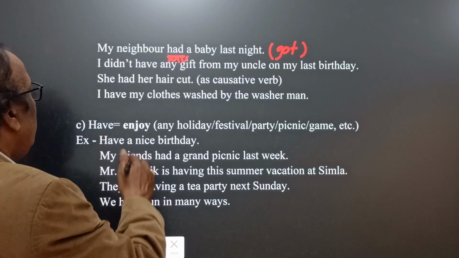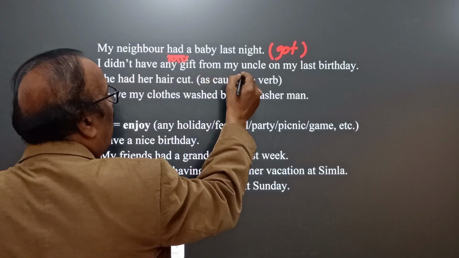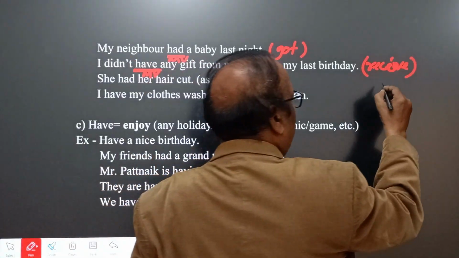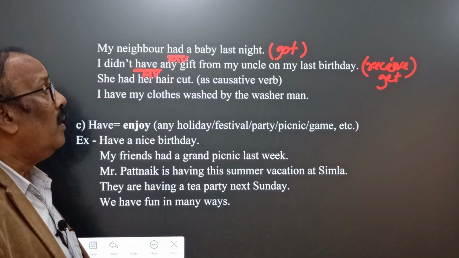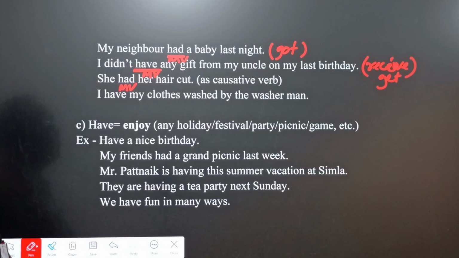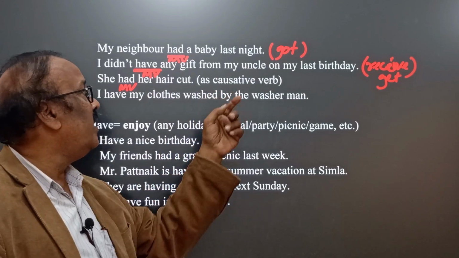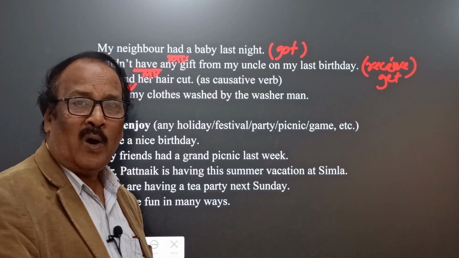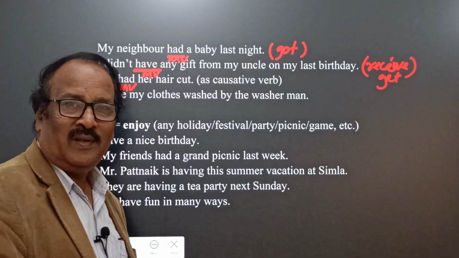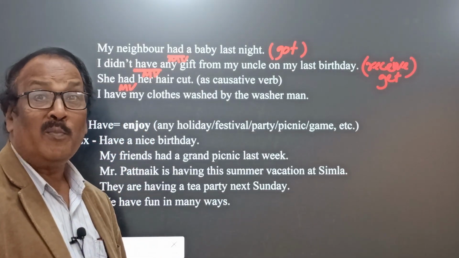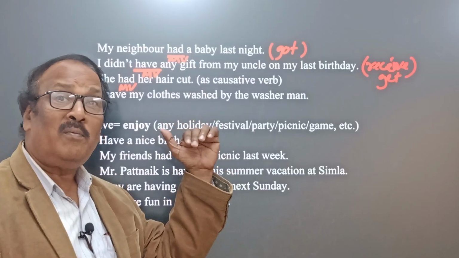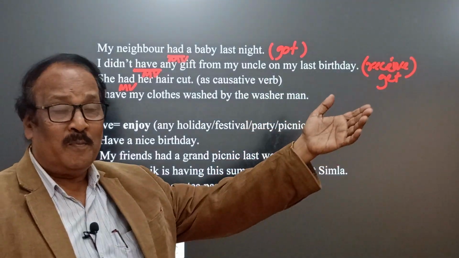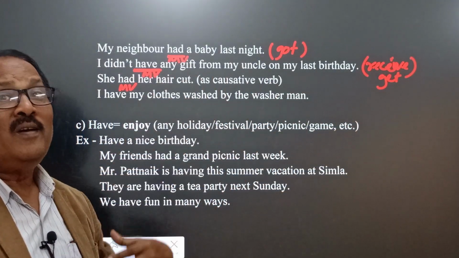Now see, I didn't have any gift from my uncle. It means I didn't receive or get any gift from my uncle last birthday. She had her hair cut. Here, had her hair cut has been used as a causative verb. Causative verb means whenever we get our work done by another person, in that case, the verb becomes causative. It means she herself didn't cut her hair. She got a barber or somebody to cut her hair.